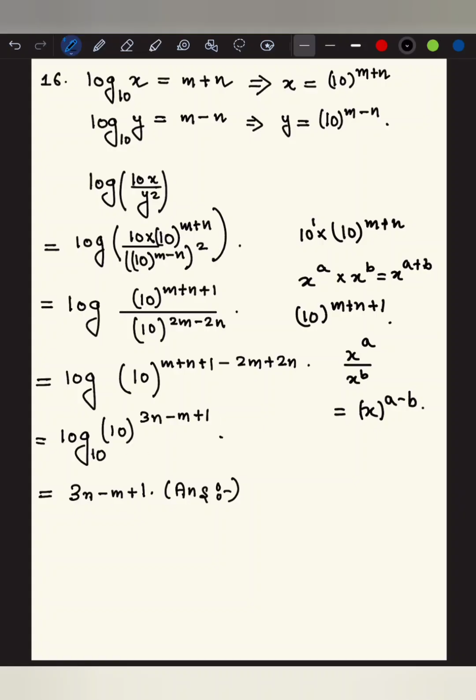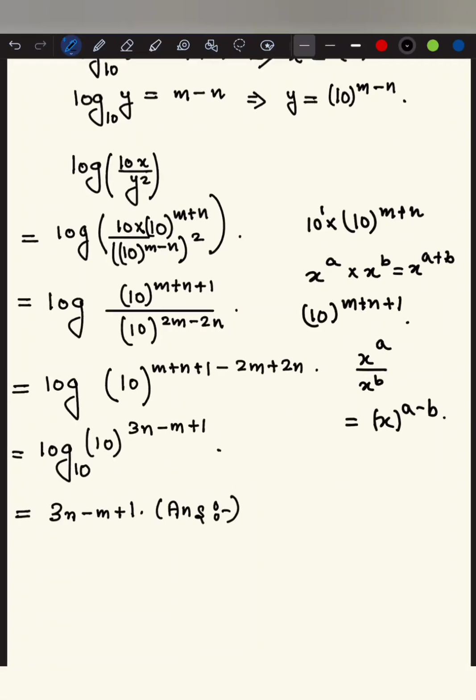The base was not given, so I took the base as 10. So this gets cancelled out and it becomes 3n minus m plus 1. Understood?